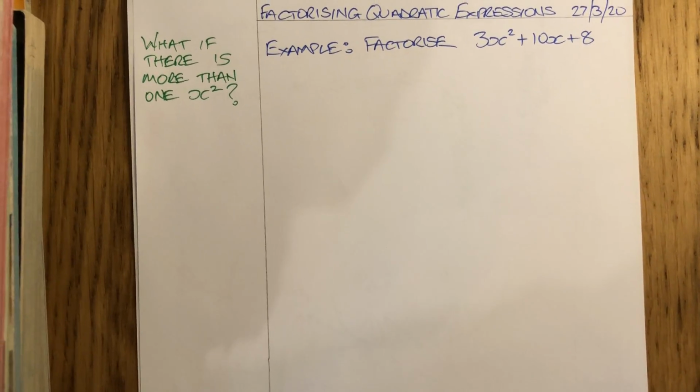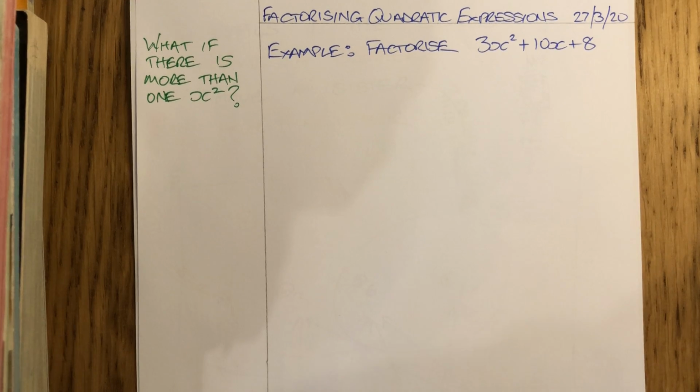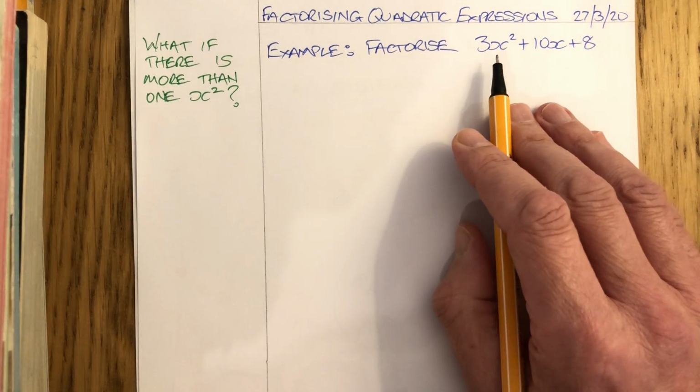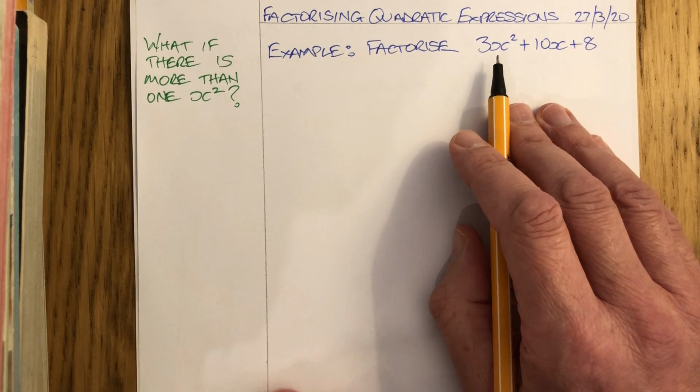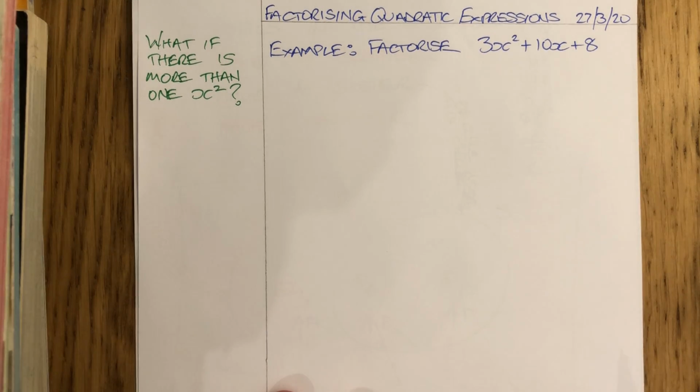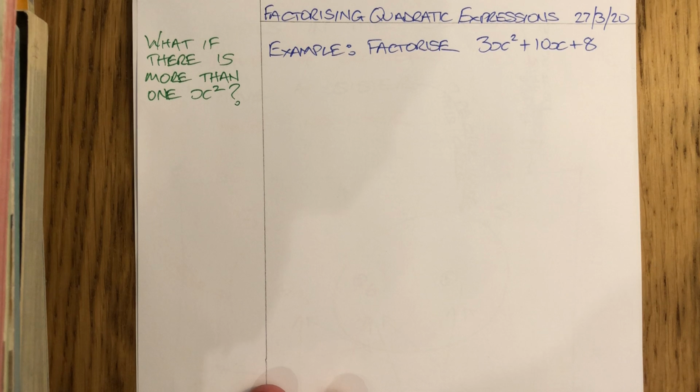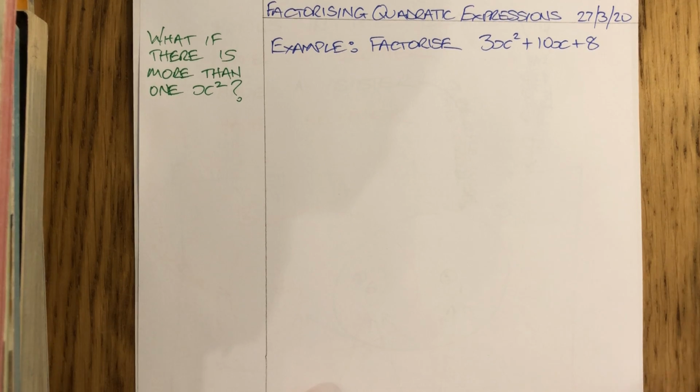Hello again. So let's go a little bit harder. What if our expression doesn't start with x squared, it starts with something like 3x squared? Now these are quite hard, and in fact if you're thinking of doing the foundation tier, you'll probably want to give these a miss. But let's have a look and see if we can make sense of it.